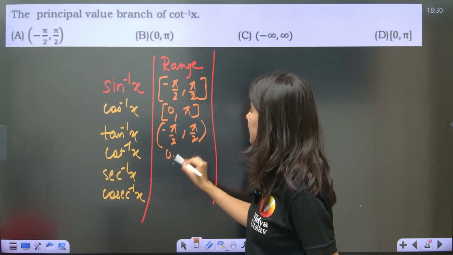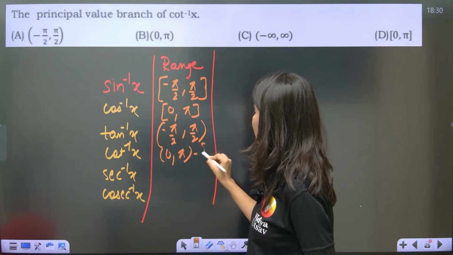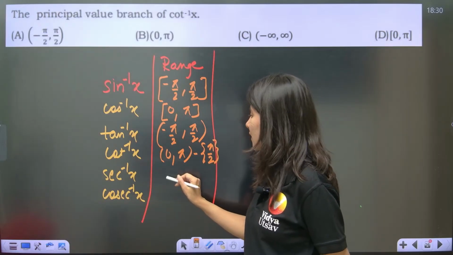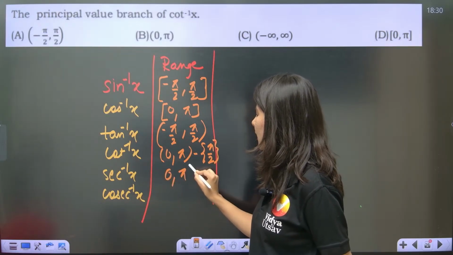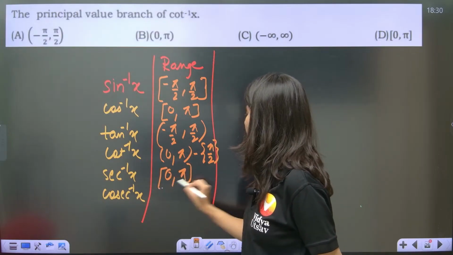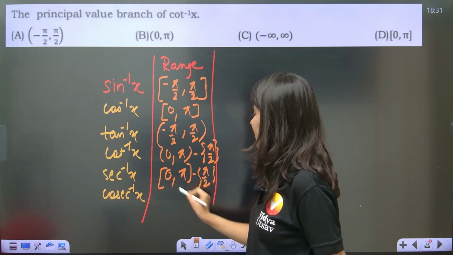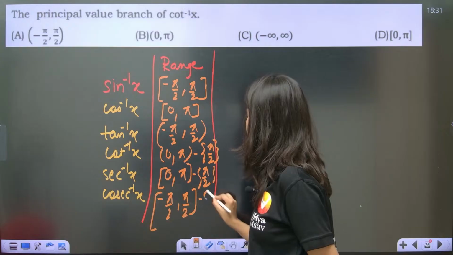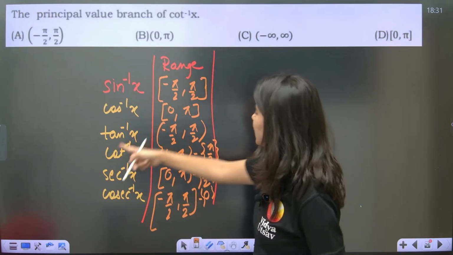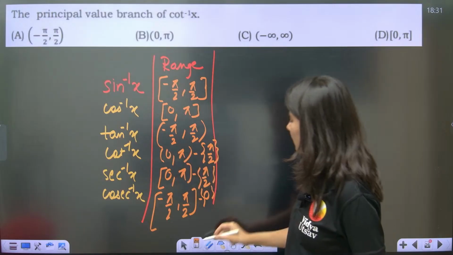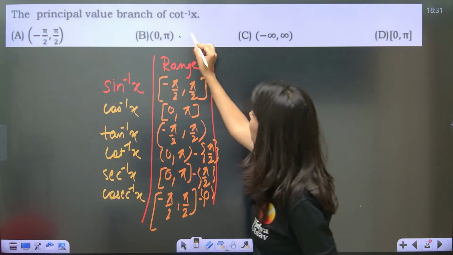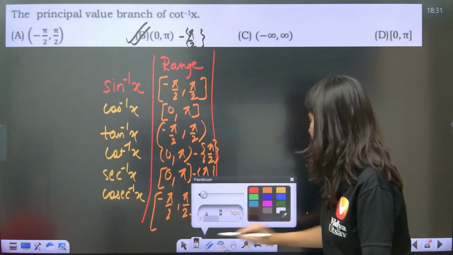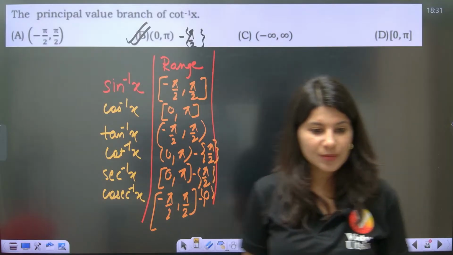Cot inverse x is 0 to pi, but there is a catch that you have to remove pi by 2 from here. Sec inverse x is 0 to pi, but you need to remove pi by 2 out of it. Cosec inverse x is minus pi by 2 to pi by 2, but you have to remove 0 out of it. Now if I talk about cot inverse x, you can see 0 to pi excluding pi by 2. I think this question is having a little bit of error. This is the most appropriate answer. Option B is correct.